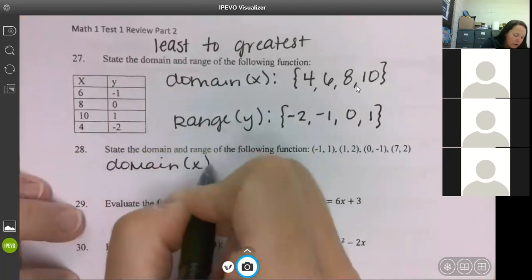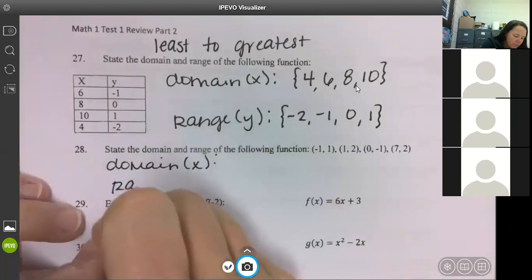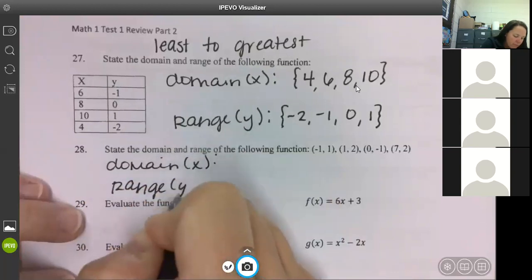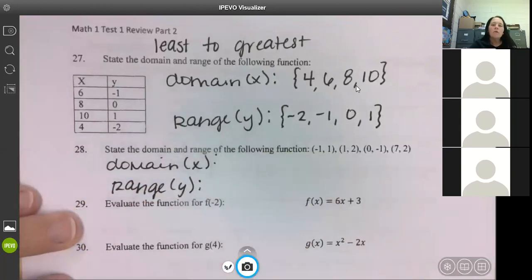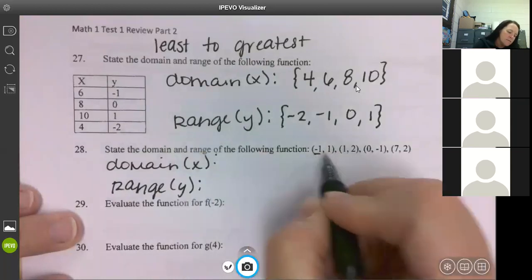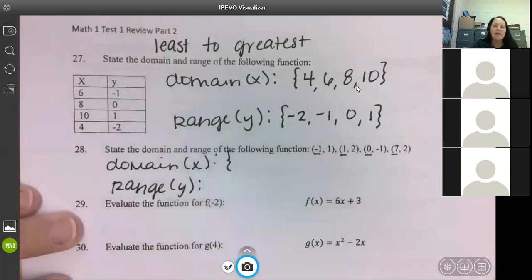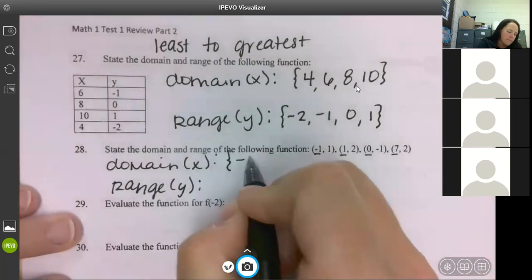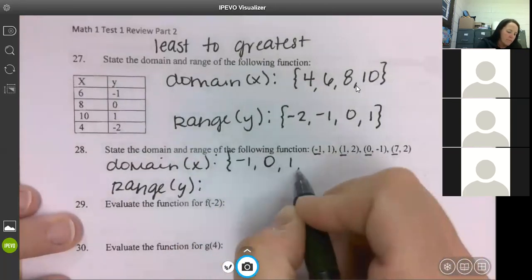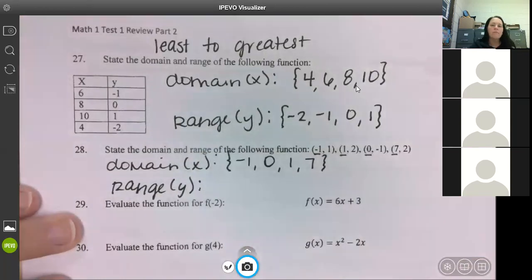We're going to do it from coordinates. Look at your x's and write down your least x. Then go in order to greatest. So what's your least to greatest? -1, 0, 1, 7. Perfect.